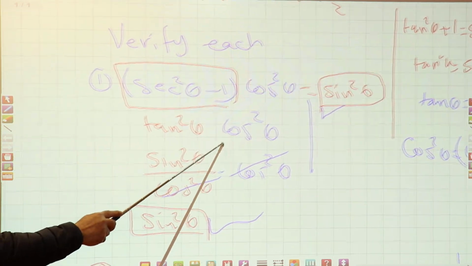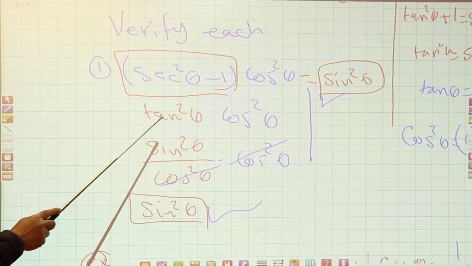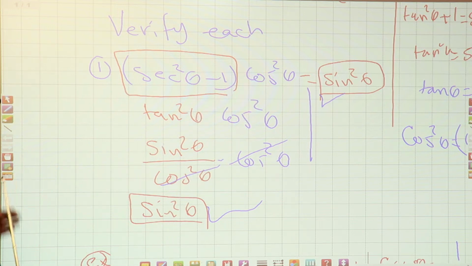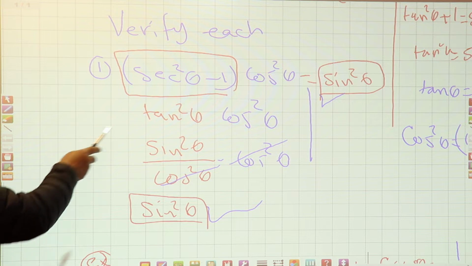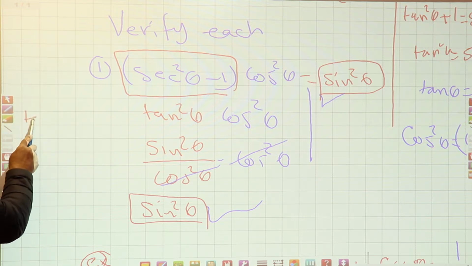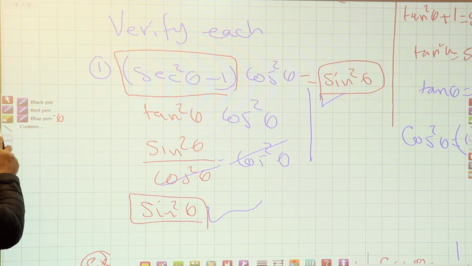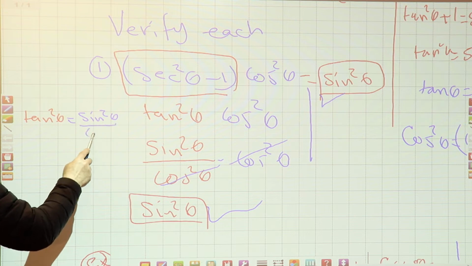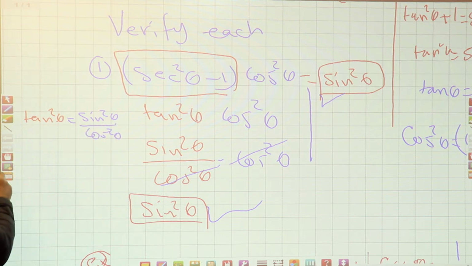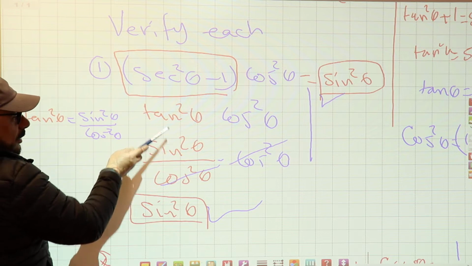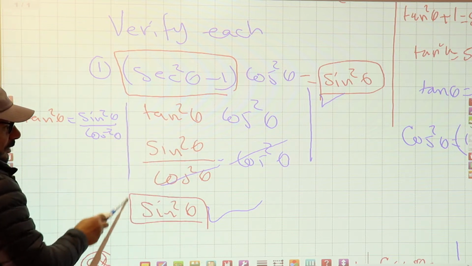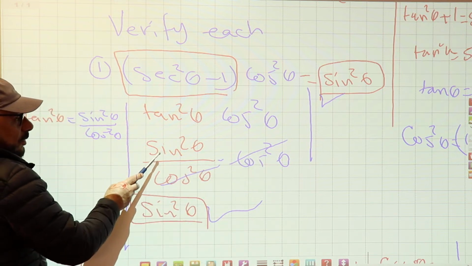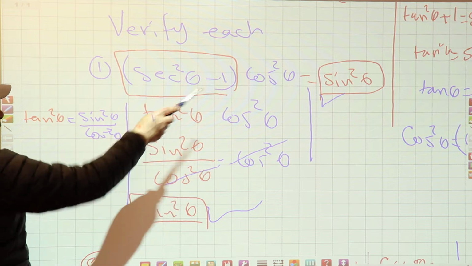How is this going to help me here? Secant square theta minus 1 becomes what? Tan square theta, and leave cosine square theta here. Also, how is this going to help me? Tan square theta equals sine square theta over cosine square theta, because tan is sine over cosine. Now if you change this tan square to sine square over cosine square, it will cancel with cosine square, then we have sine square, and sine square equals sine square.